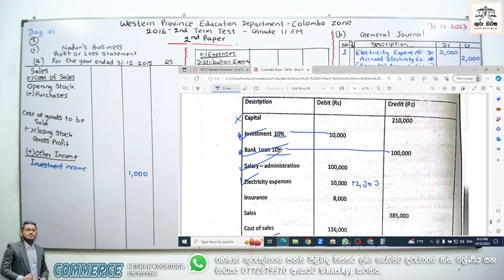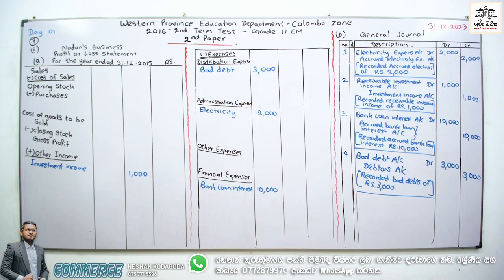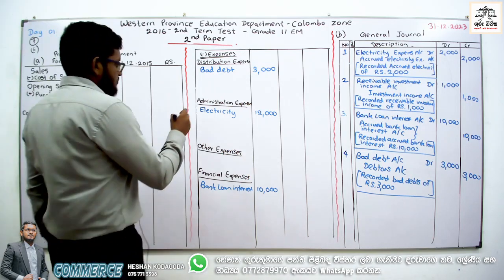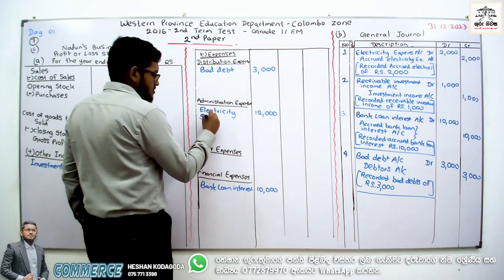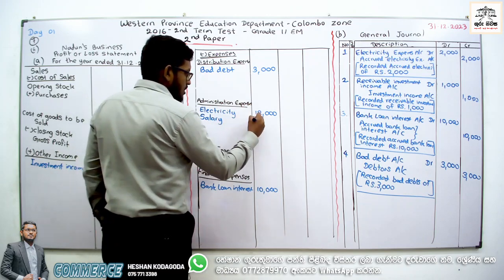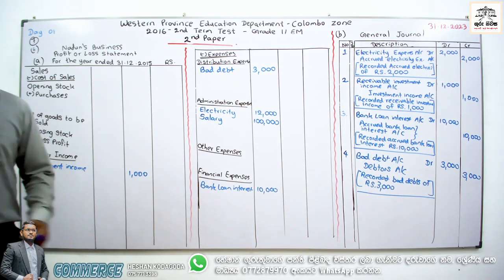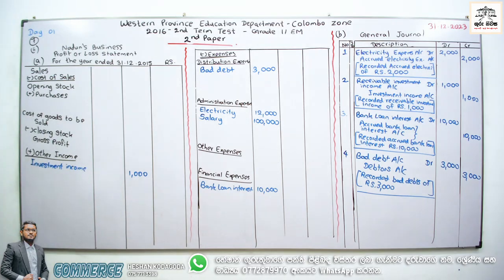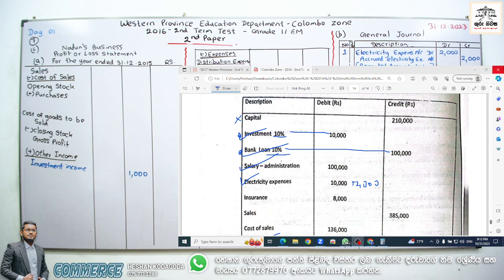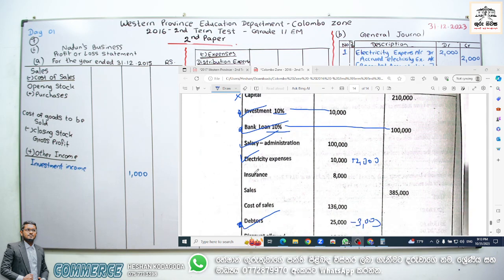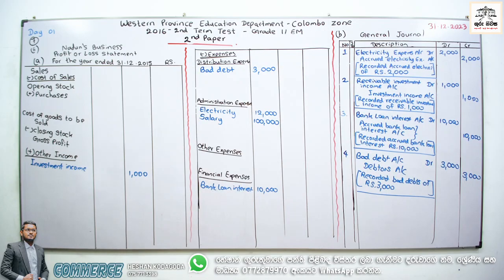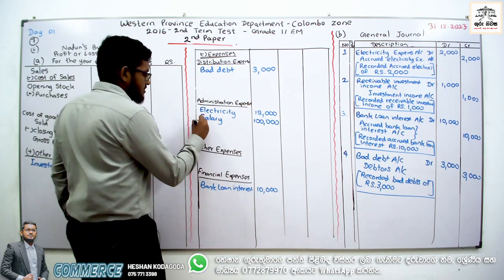Salaries administration 100,000. You know to write this salaries administration. Salary 100,000. Is it clear to you guys? Done. Insurance 8,000. You can write insurance and administration 8,000.